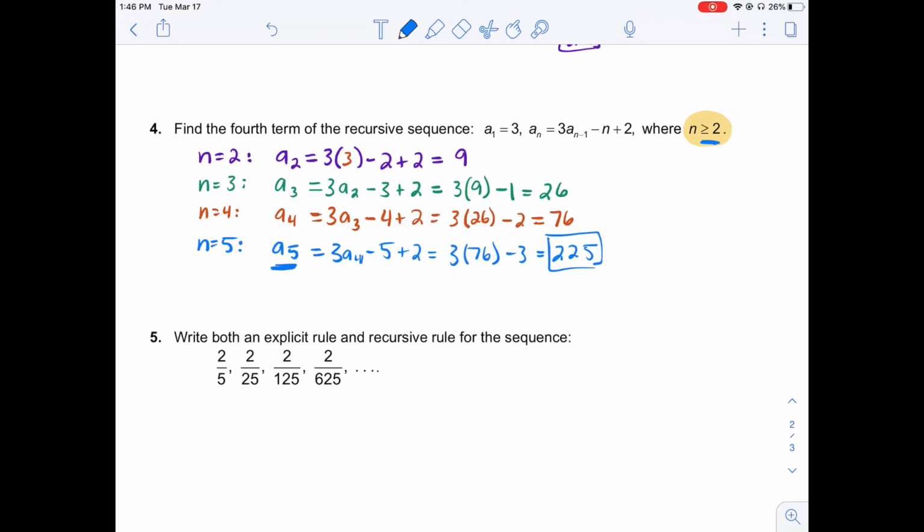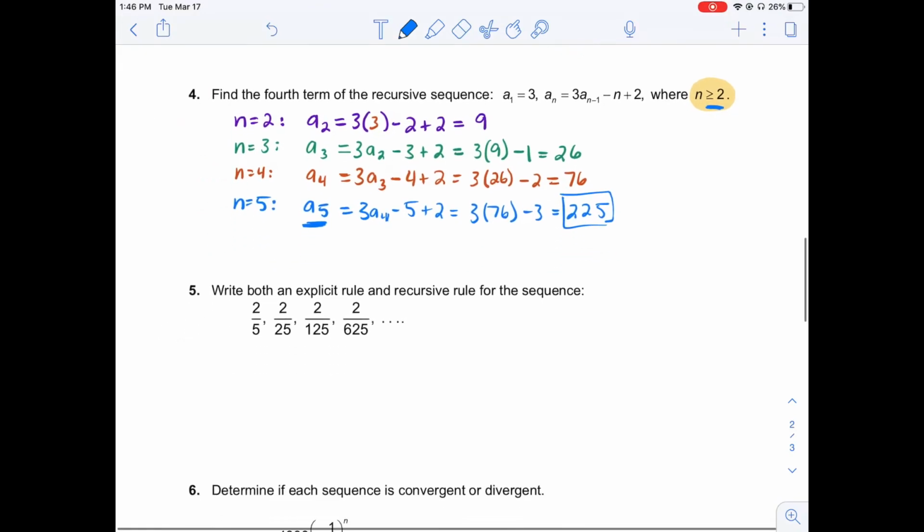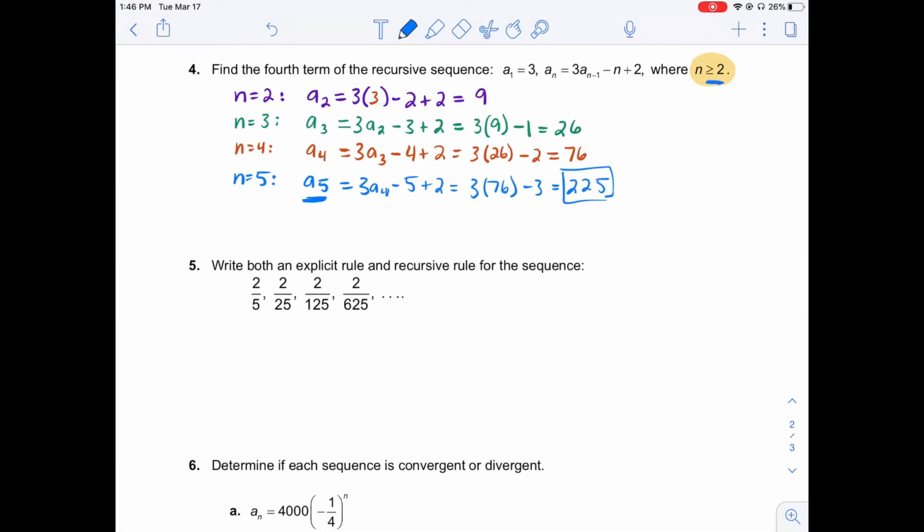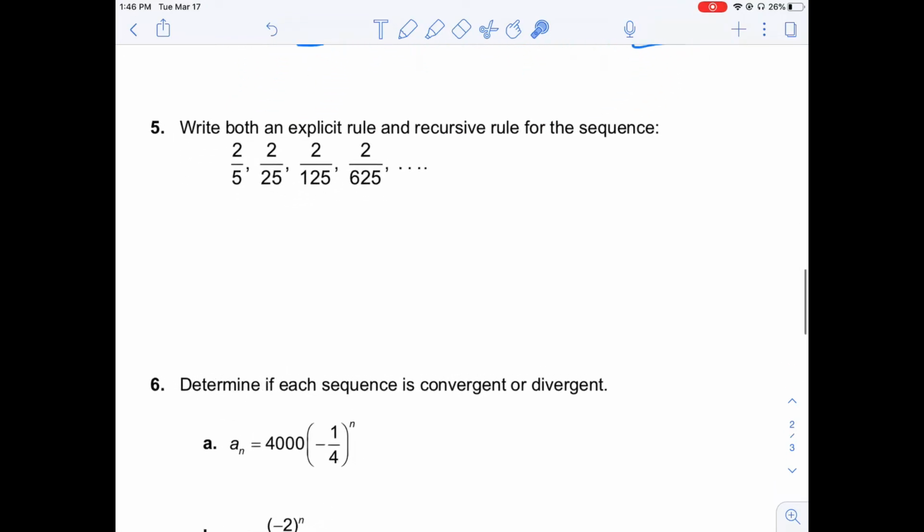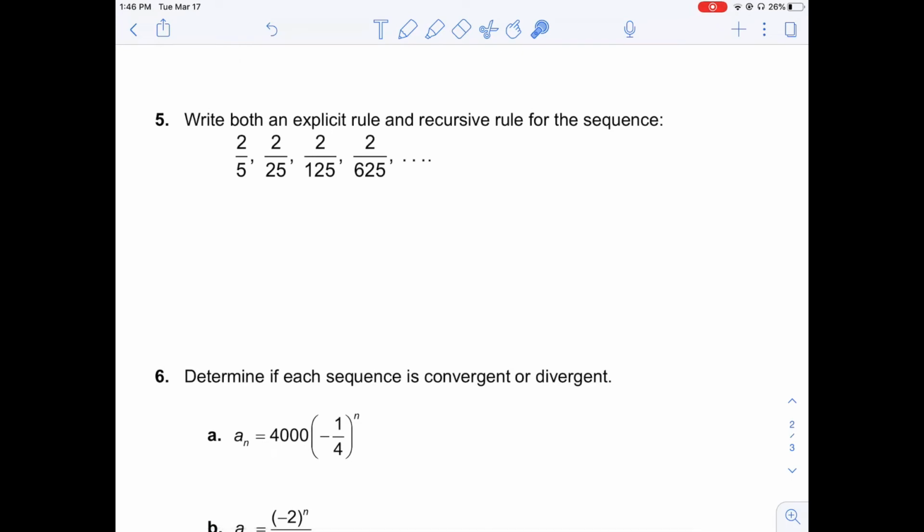We've got 2 more things to look at before we finish. Next up, we're going to look at a sequence. We are going to write both an explicit rule and a recursive rule. You'll see the differences, hopefully, with this. So next up, it asks us, given these numbers, 2/5, 2/25, 2/125, 2/625, I want to give you a second here, and I want you to pause and figure out how I'm getting from one term to the next.